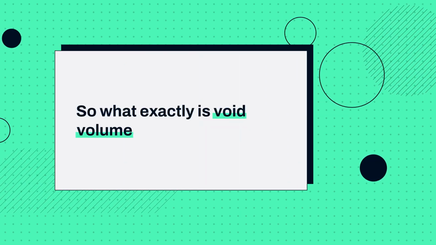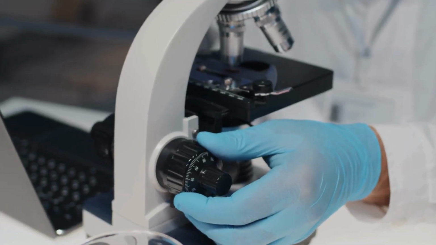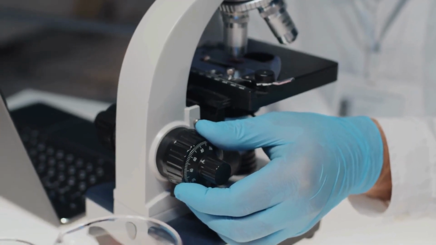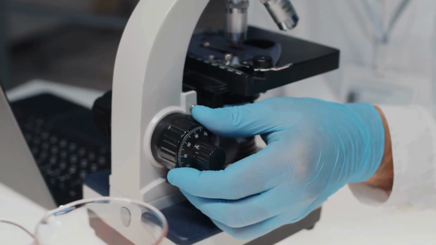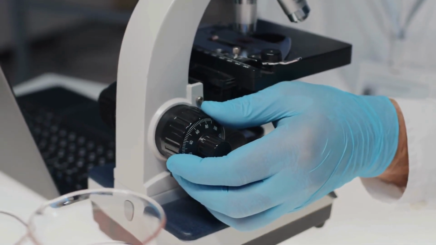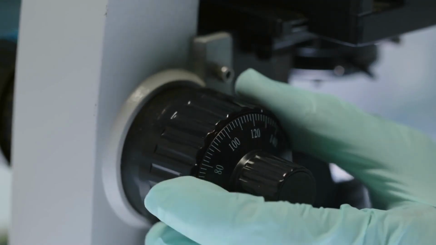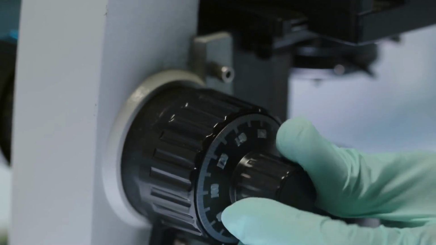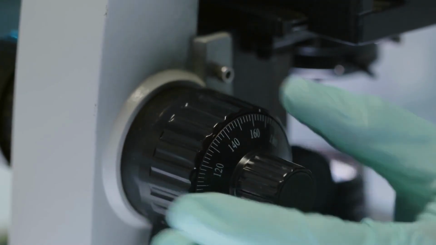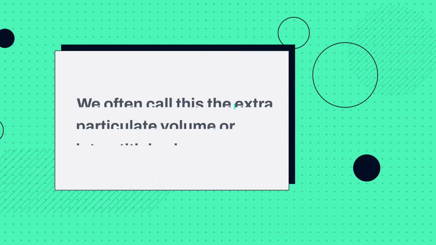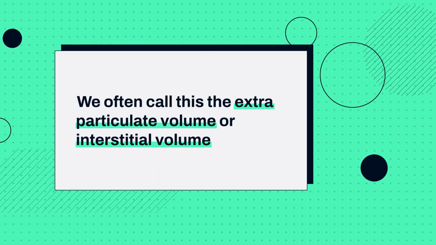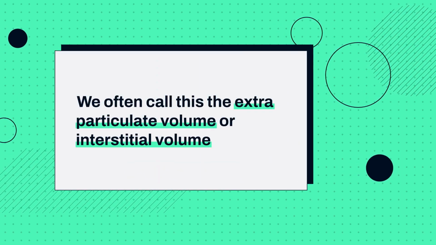So, what exactly is void volume? Imagine your chromatography column. It's packed with a stationary phase, like tiny beads. Void volume is simply the space around these beads. It's the volume of the mobile phase that is not interacting with the stationary phase. Think of it as the empty space within the column that the solvent and samples can flow through without resistance or interaction. We often call this the extraparticulate volume or interstitial volume.